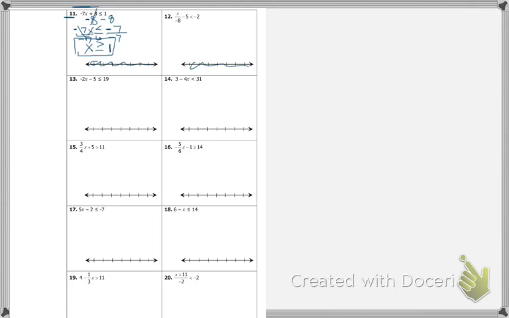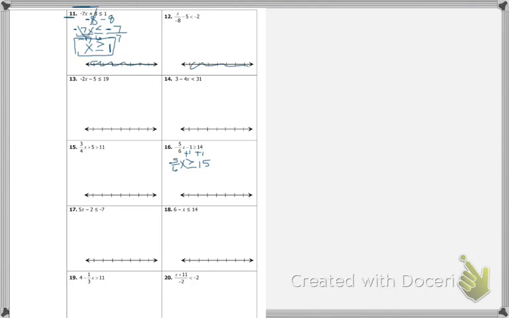Okay, so let's do one with a fraction. Let's go with 16. Here's 16. We have negative 5/6 x, and we have a negative 1 right here, greater than or equal to 14. So let's take care of the side that has the variable. We add 1 to both sides. That will leave me with negative 5/6 x greater than or equal to 14 plus 1, which is simply 15.